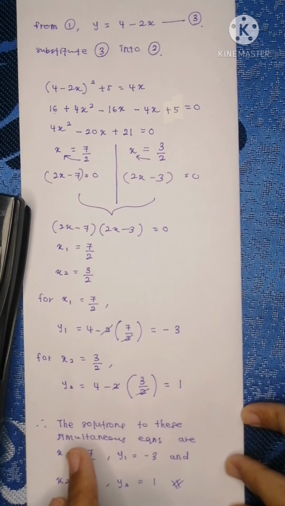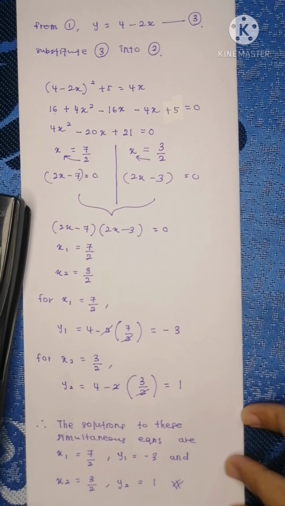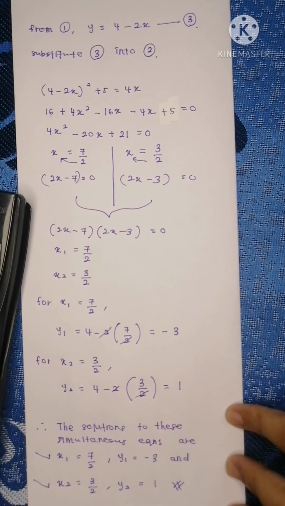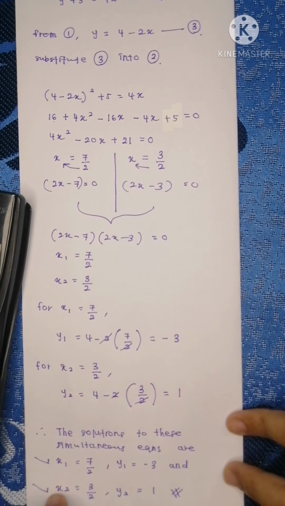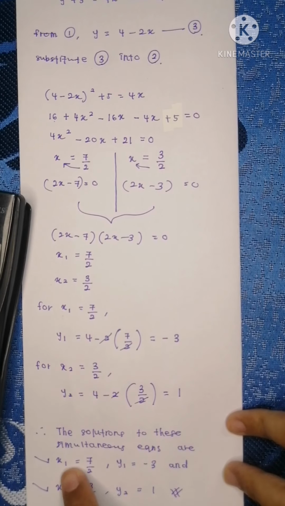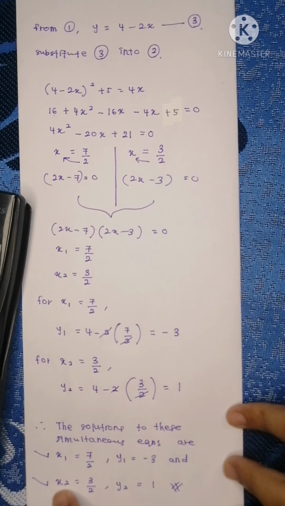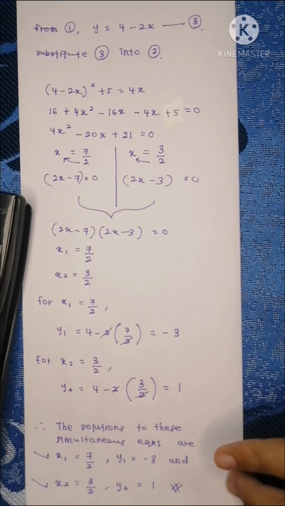So the solutions of this simultaneous equation, there are two solutions lah. So the first one is here, and then the second one is here. So the solution for this simultaneous equation is two solutions, which is x1 7/2, y1 equal to -3, x2 equal to 3/2, y2 equal to 1. That's it. So that is the answer.